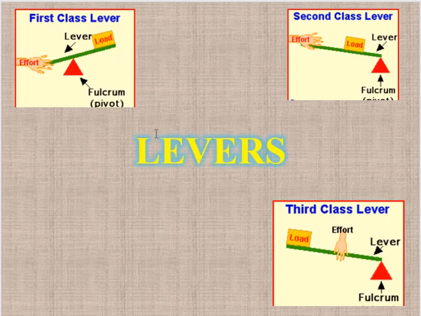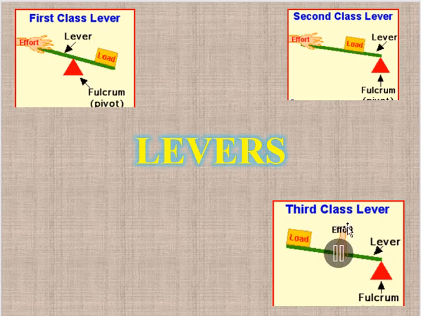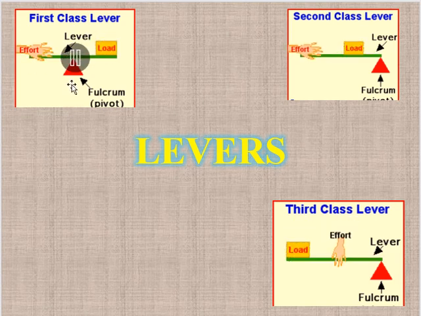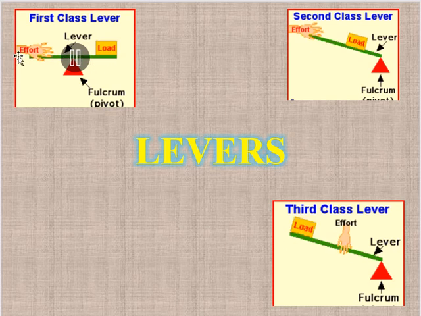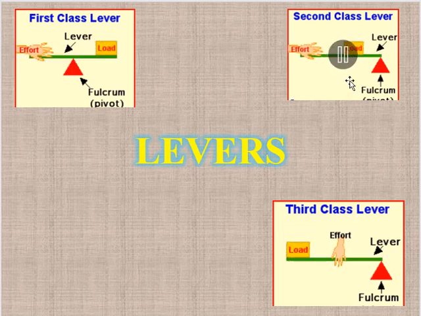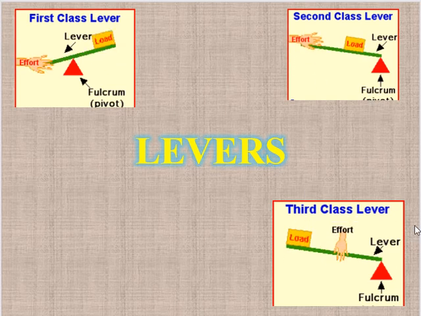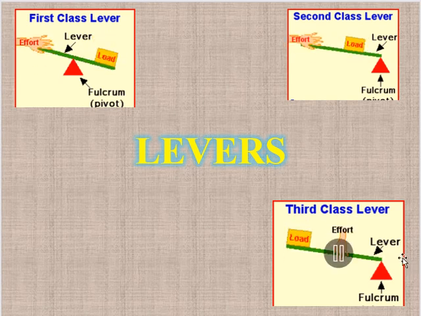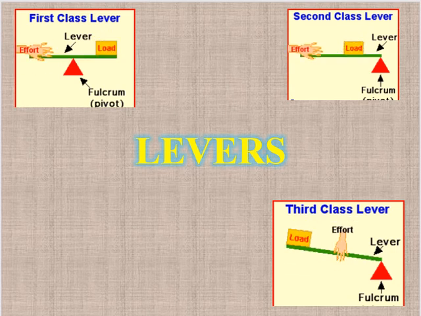Levers have three classes. First class lever, second class lever and third class lever. As you are seeing in this diagram, in first class lever, fulcrum is between load and effort. In second class lever, load or you can say weight is between effort and fulcrum. And in third class lever, effort is between load and fulcrum. Now discuss in detail.